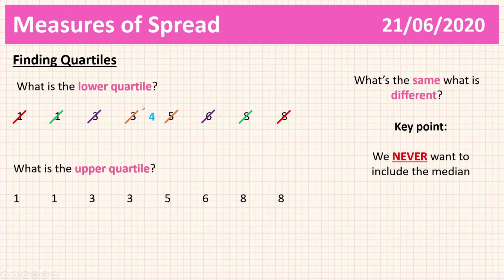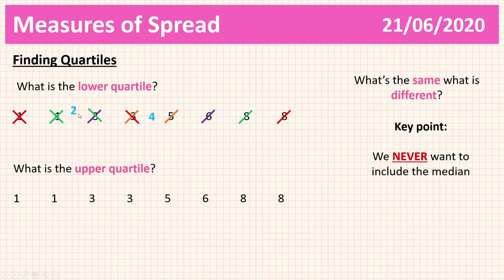So we're not going to include 4, and we're going to look for the lower quartile. So here's the lower half of our data, which is 1, 1, 3, 3. And we find the median of that set of numbers. So we cross off from either side, and we notice that our median is between 1 and 3. And the only number between 1 and 3 is 2. So our lower quartile is going to be 2.